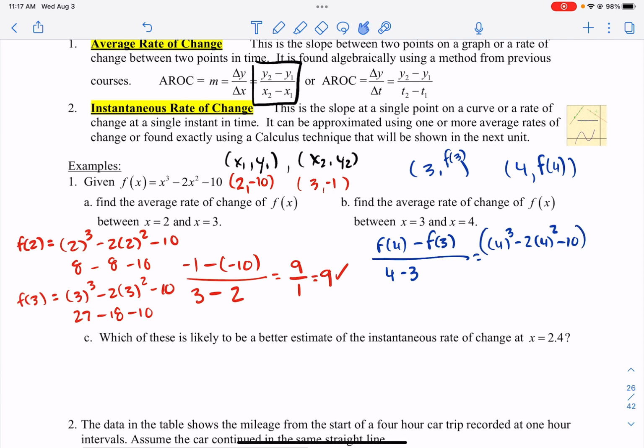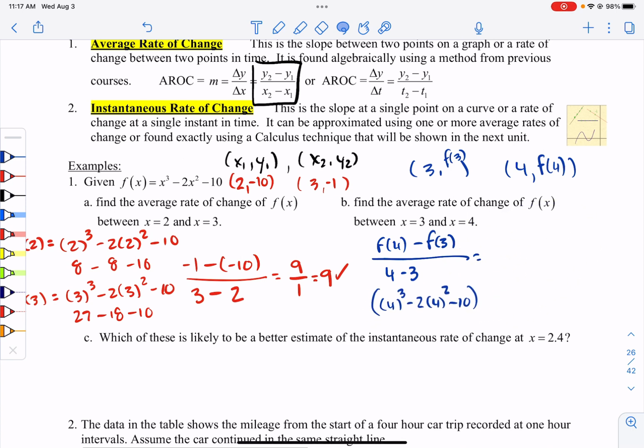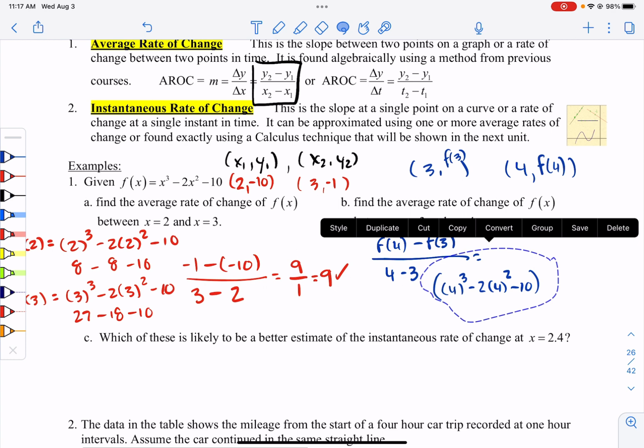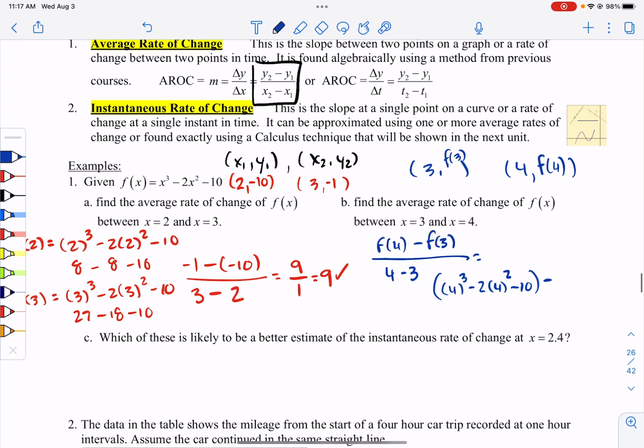I'm going to have to move this already, so let's grab this and move it down here. f of 3 comes next. I have to minus f of 3. f of 3 is when I plug 3 in. So 3 cubed minus 2 times 3 squared minus 10. That's on top, f of 3. On the bottom, I still have 4 minus 3.